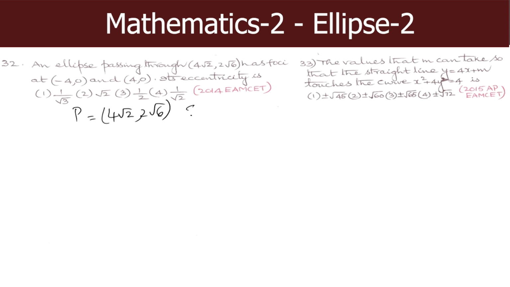The sum of the distances from the foci S and S dash to P is equal to the length of the major axis, that is 2a. So, you know S, you know S dash, you know P. So, let us find a. Oh, SP means root of (4 root 2 plus 4) whole square.